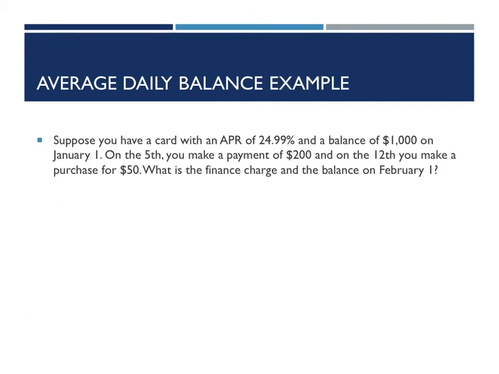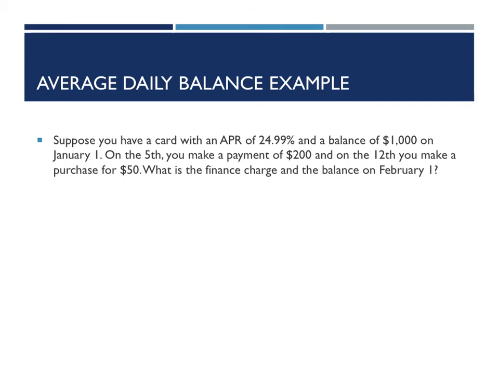So let's take a look at an example, and I'm going to try to write out every little piece of this so that you guys do not miss anything. Here we have a card with an APR of 24.99% and a balance of $1,000 on January 1st. Then on the 5th, there's a payment made of $200, and on the 12th, you make a purchase of $50. And we're trying to figure out what the finance charge and the balance is going to be on February 1st. So I'm going to write out a little chart so that you can keep up with this.